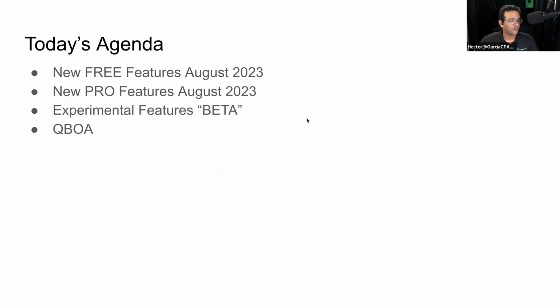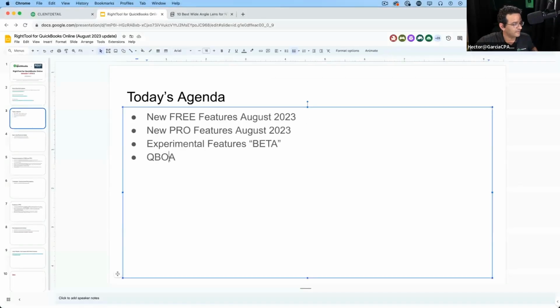So today's agenda, we're going to cover the free features, the ones that are available both in free and pro for the August release. Then we're going to talk about the pro features, the ones that require the paid version of RightTool. And then we'll talk about some of the experimental features that we still have there, what we're still doing with experimental features, and also a new experimental feature that we have.